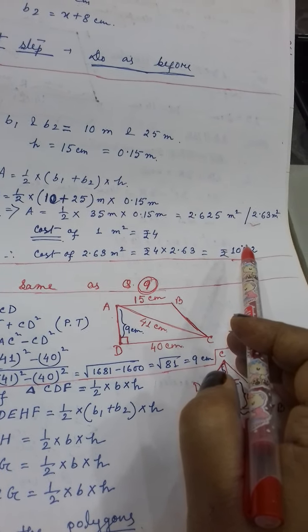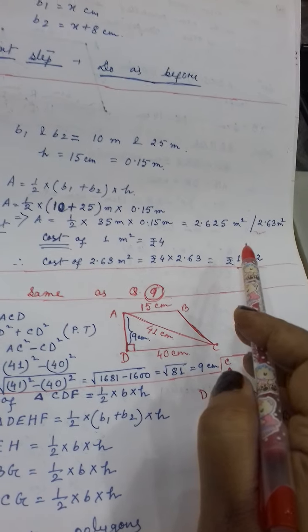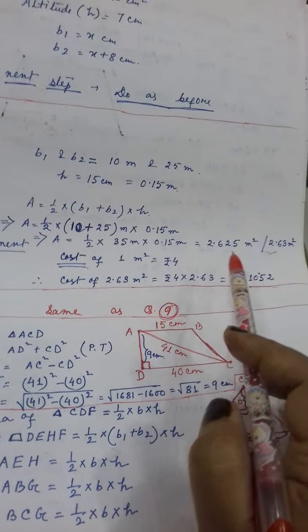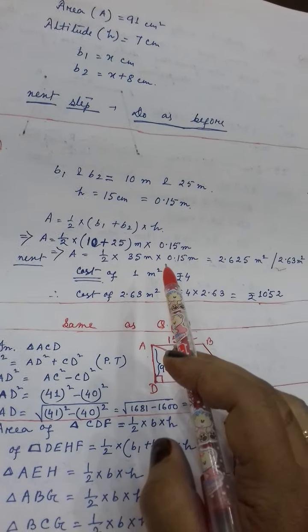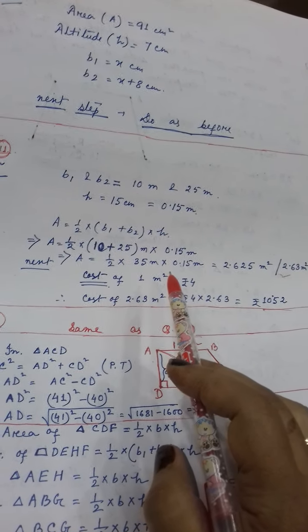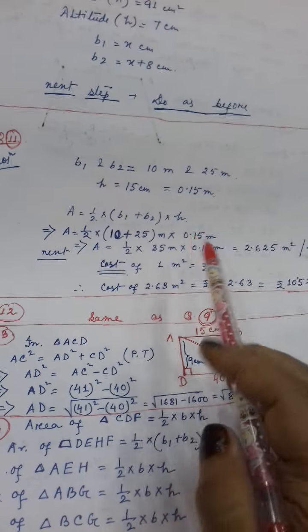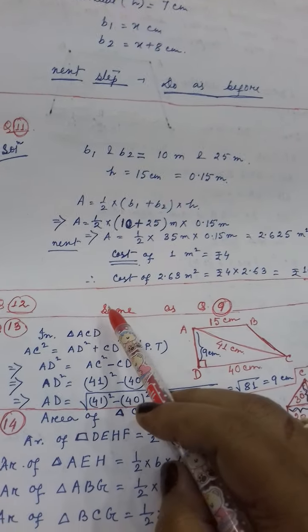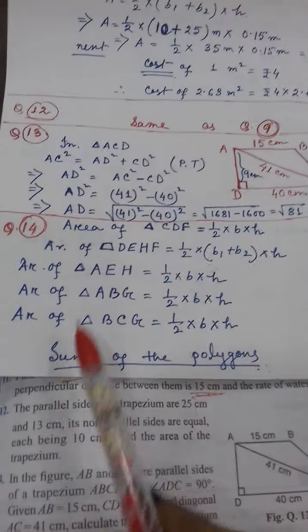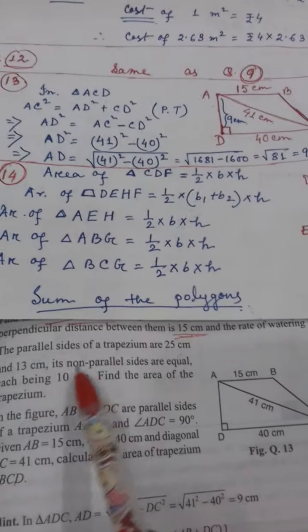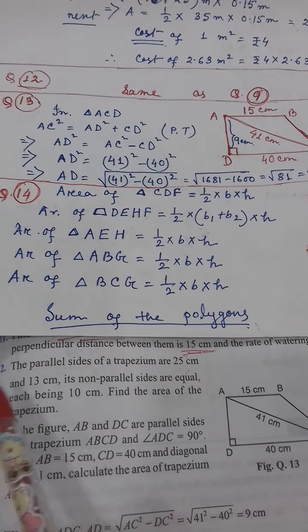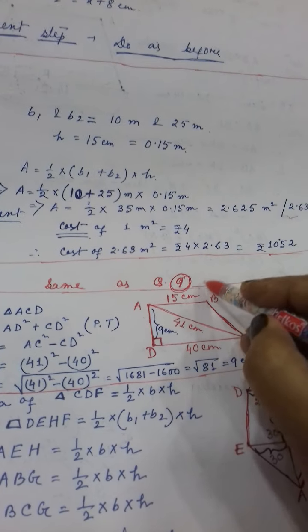And one thing always remember, when you have to find out the cost of anything, at first you have to find out the area of that subject. Got it? Area, mind it. Clear? So this is question number 11. And question number 12, it is same as question number 9, which one I showed you just now. Clear? So here it is same as question number 9.